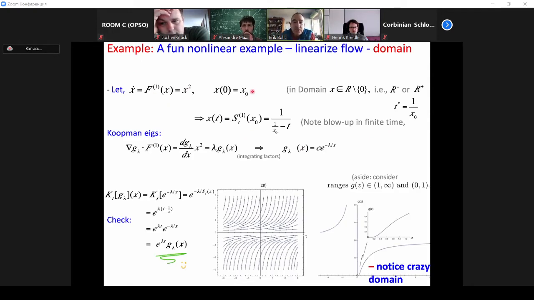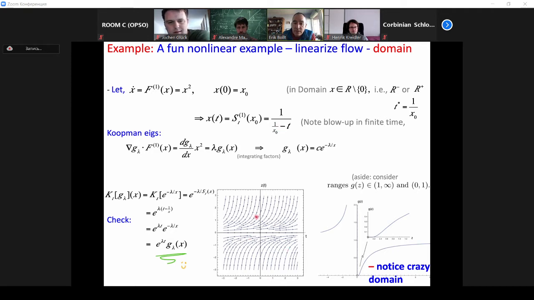So in 1 dimension, warming up, let's think of this ODE, x dot equals x squared. It's a classic ODE you would present because it presents blow up in finite time. So the solution follows by separation of variables, and it works out to be this. So the flow is 1 over (1/x0 minus t), and you can see that it blows up in finite time as t approaches 1 over x0.